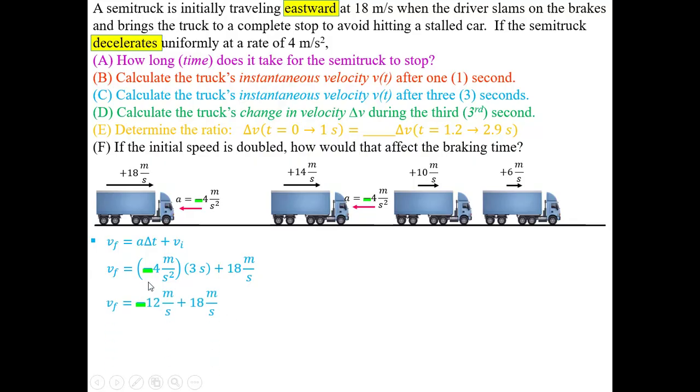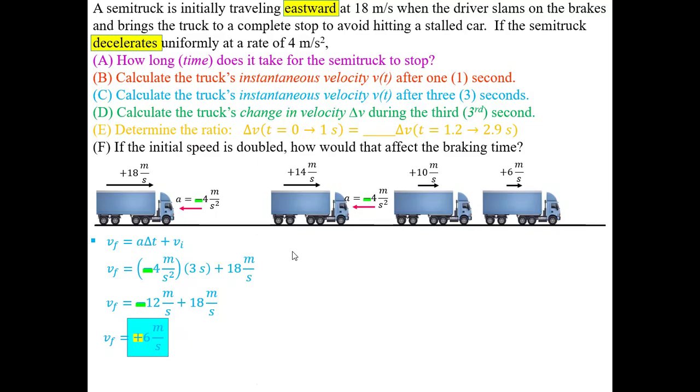All right. Once you do that, negative 4 times 3 is negative 12, and then negative 12 plus positive 18 is 6. Okay, and the plus sign there is just for the direction because it asks for velocity. All right, so that's the answer for part C. So you would say that at 3 seconds, it's moving to the right at a rate of 6 meters per second, or 6 meters per second east or eastward, whatever.